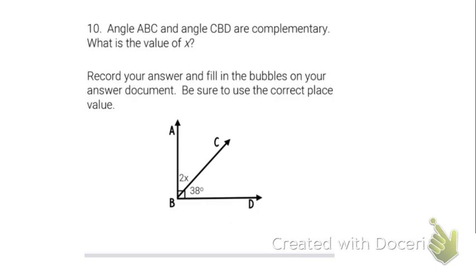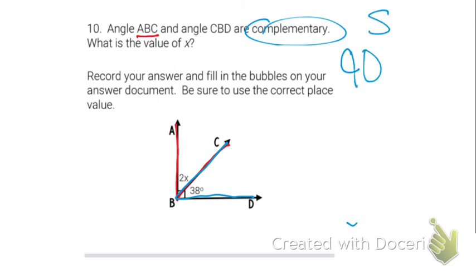Last question. Angle ABC. Remember when you are naming angles, you follow the lines as you read it. A, B, C, and CBD are complementary. That means complementary. Remember those, the things we taught in class? Complementary, that C makes a 9, becomes a 90, and supplementary, we take that S and make it a 180. So complementary means they add up to 90 degrees.